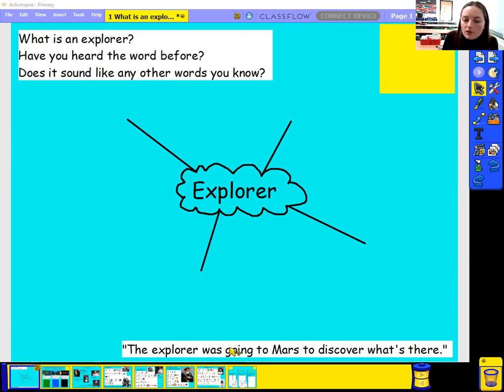I've also put a little bit of a clue at the bottom of the flip chart here for you. It says, the explorer was going to Mars to discover what's there. That might help you figure out what explorer means, what an explorer is. So what I'm going to ask you to do is pause the video so that you can write your own little mind map on your piece of paper and think about what an explorer is. Off you go.